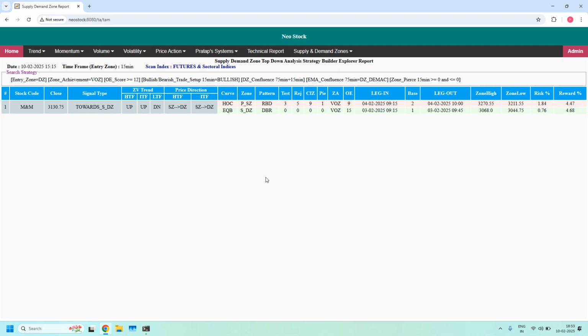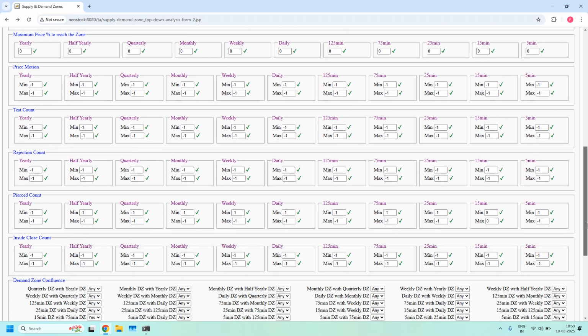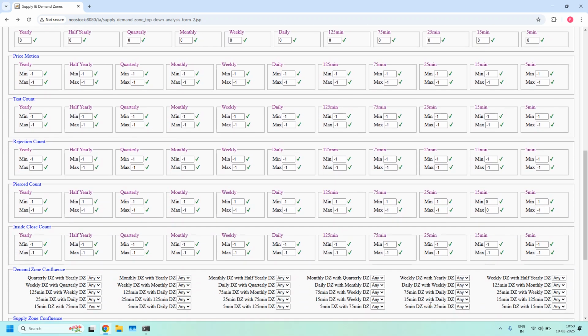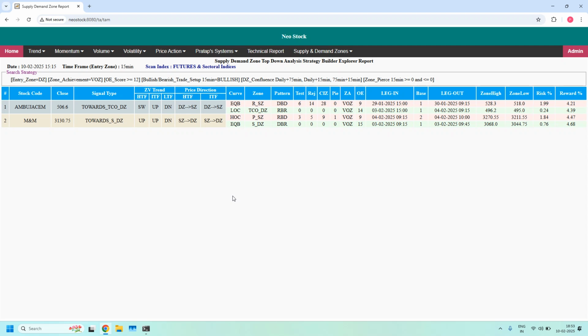Okay, fine. Next, let us look for LTF, ITF, HTF demand zone confluence. Let's go back. Removing the EMA filter. In the demand zone confluence, we have to set 3 filters. First filter is already enabled. Second filter, 15 minutes demand zone with daily demand zone confluence. Third filter, 75 minutes demand zone with daily demand zone confluence. With all the 3 filters, we got 2 stocks.